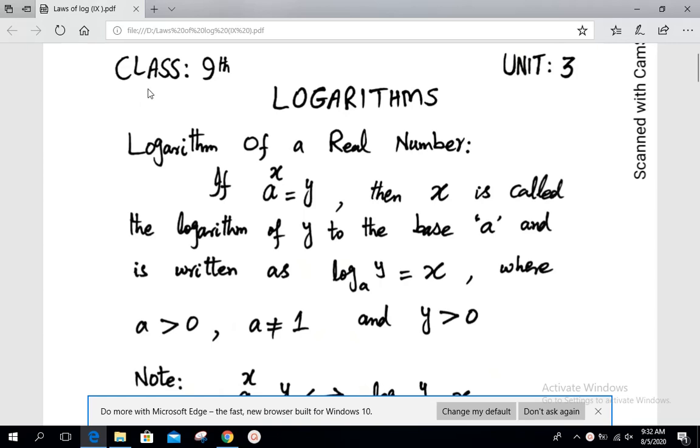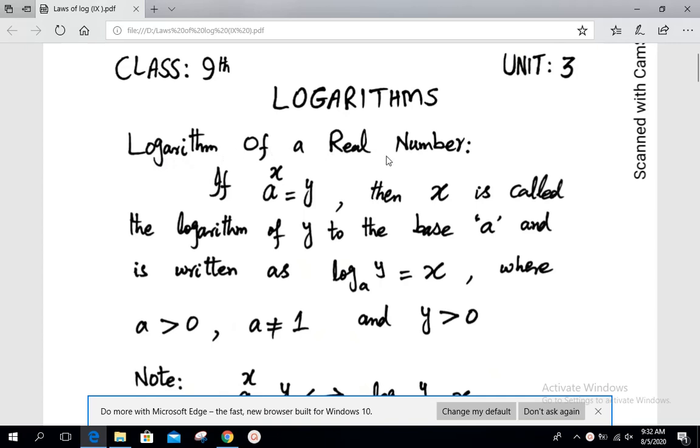Viewers, our today's topic is from class ninth, unit number 3, name of unit logarithms. We will come to know the definition of logarithm, then its laws we will discuss. Their proof is also included in our today's lecture, and to tell you that any one proof comes mostly in the exam. We start from the definition.